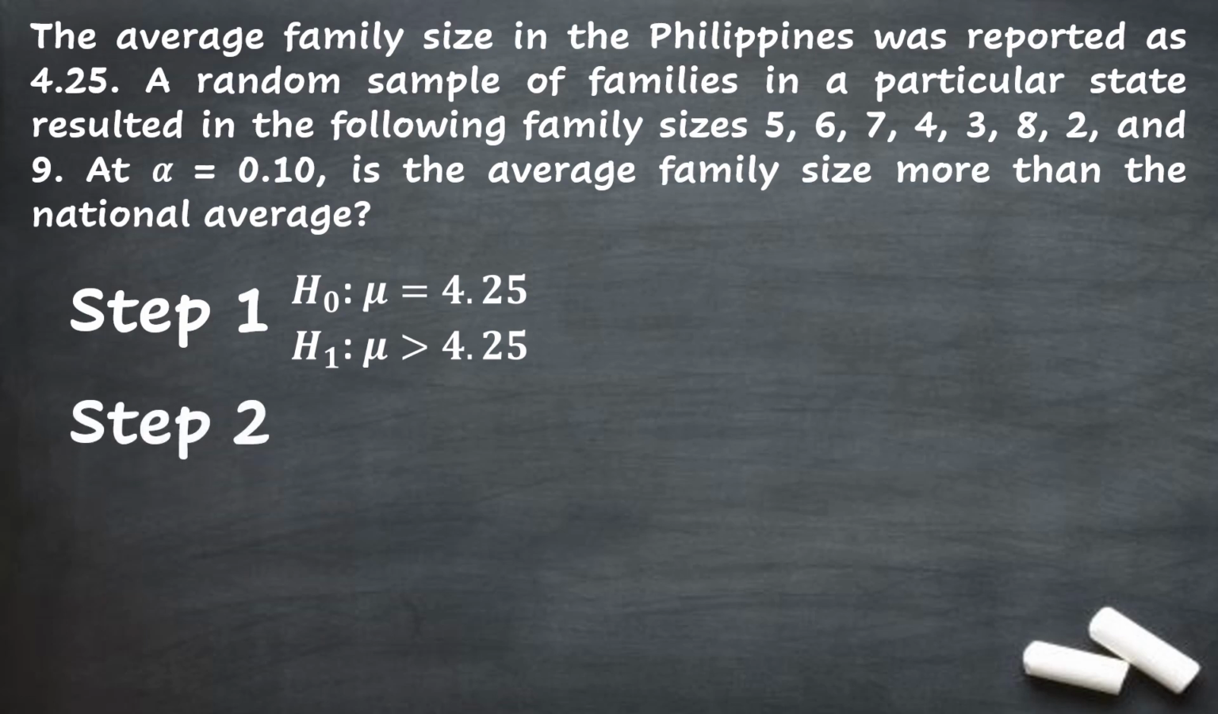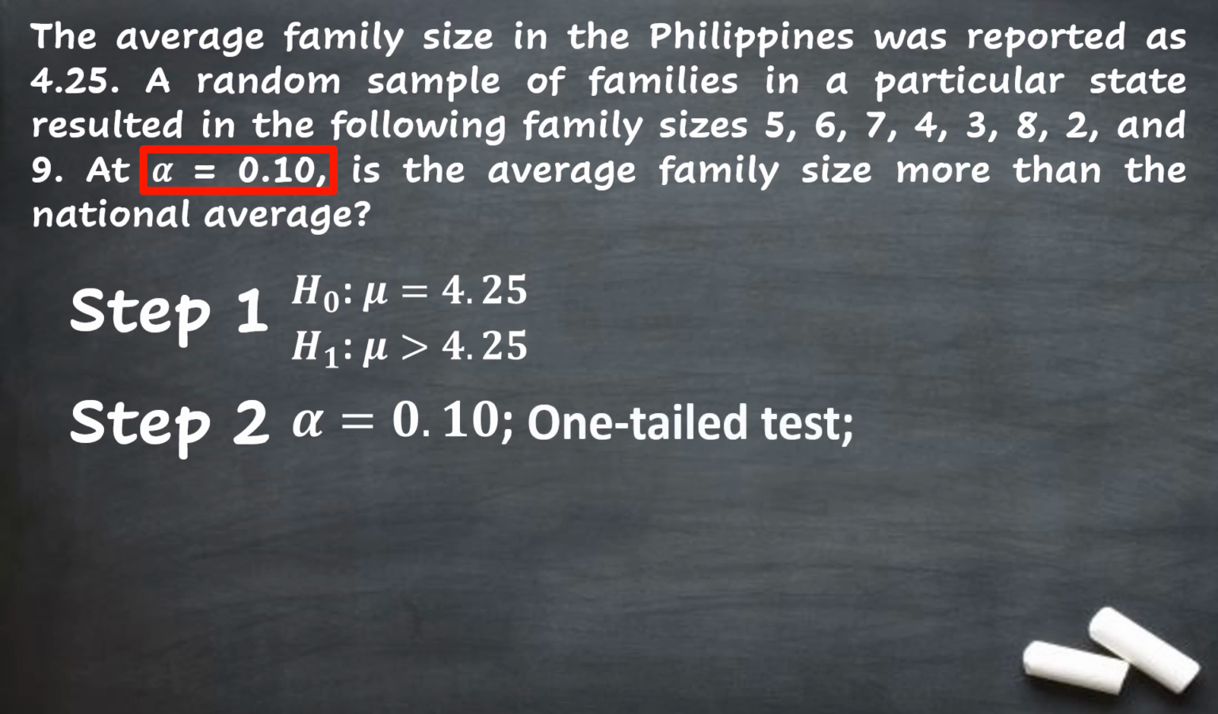Step 2 is identify the level of significance. Identify also if this is under one-tailed or two-tailed test, and get the value for the degrees of freedom. As you can see in the problem, the alpha level is directly stated as 0.10. This is under one-tailed test since in the alternative hypothesis an inequality symbol is used. Next is the degrees of freedom, and the formula is n-1.